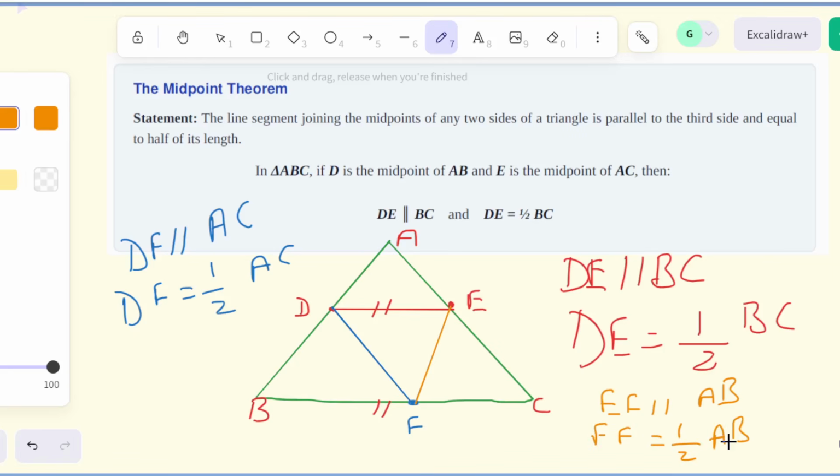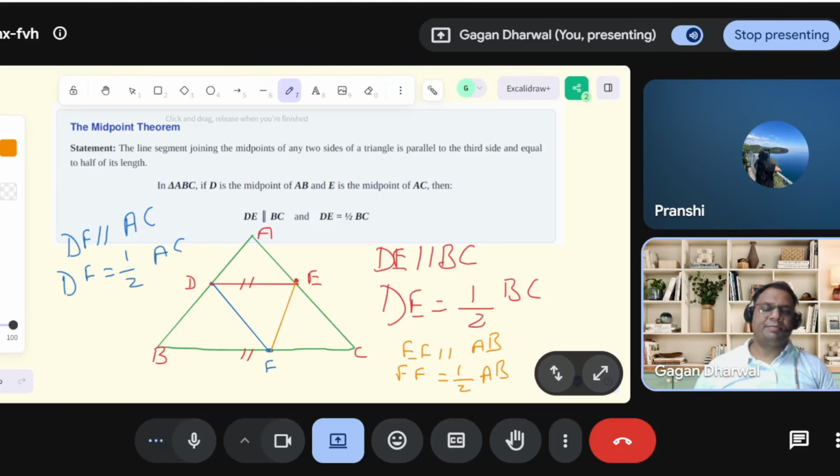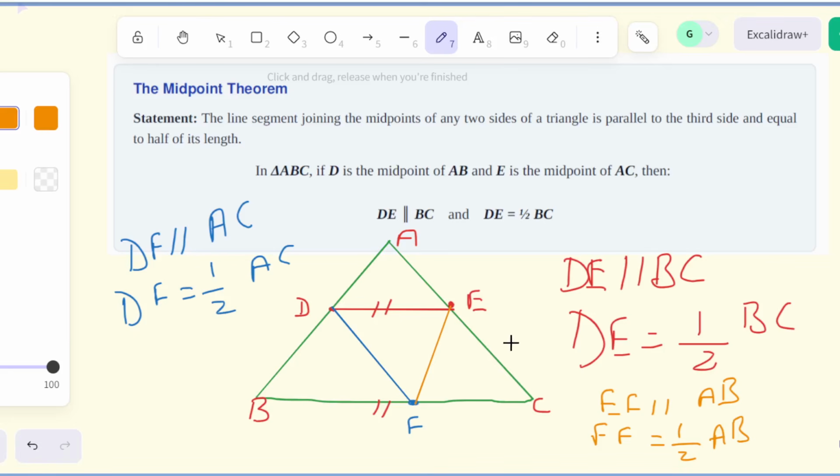So basically, what the midpoint theorem says is that any line segment joining the midpoints of two sides of a triangle will be parallel to the third side, and measurement wise it will be half of the third side. So if BC is 10, DE will definitely be 5, provided D and E are the midpoints.